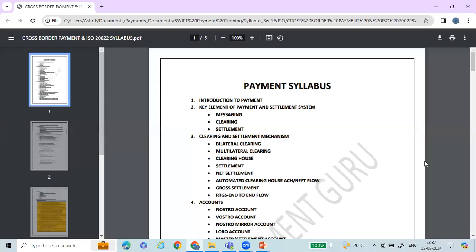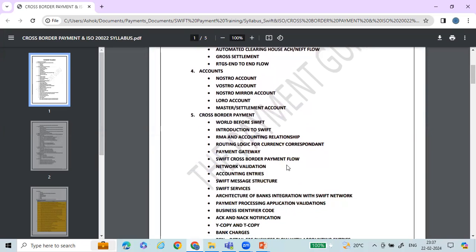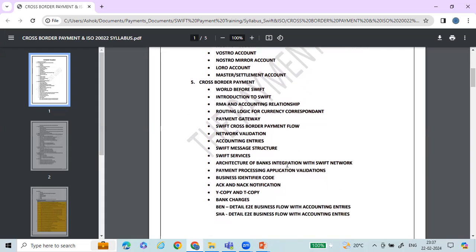What are the basic elements that need to be there? Each of them we will define. We'll learn about the clearing and settlement mechanisms, accounts, and cross-border payments, how the world used to communicate before SWIFT came into the picture, and how the world started communicating after SWIFT came into the picture. And a lot of other aspects of cross-border payments as well.